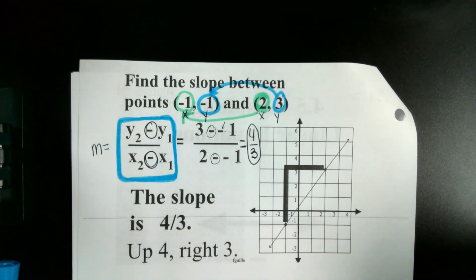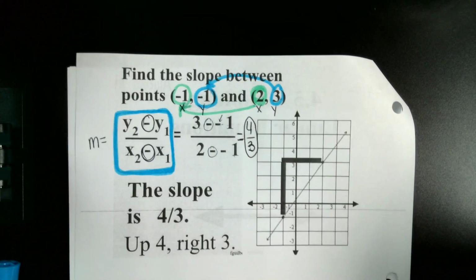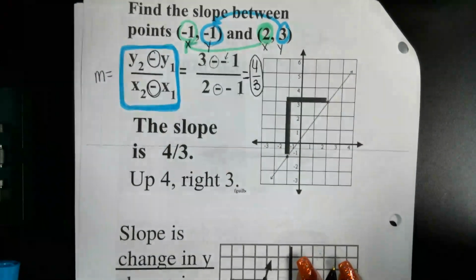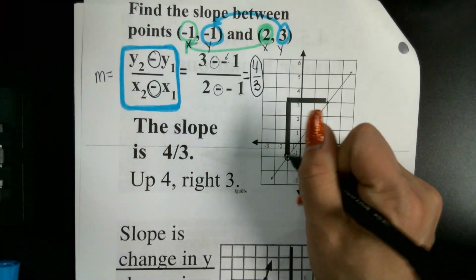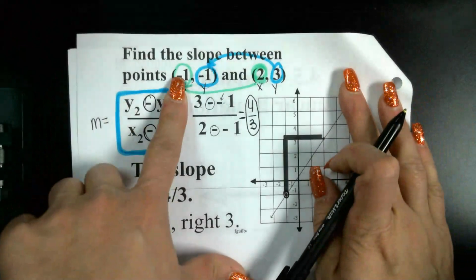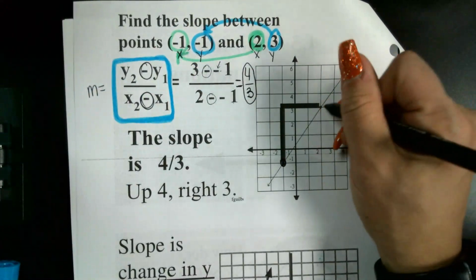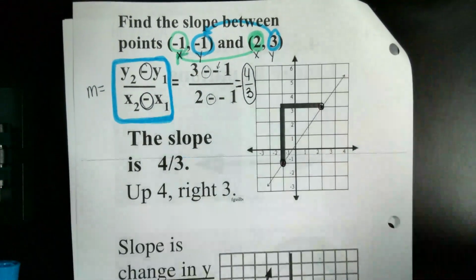So you get 4/3. Okay, so the slope is 4/3. And what that means is, if you were to start at this point, which was the -1, hang on, -1 comma -1, that's what this ordered pair is. And then here's the other ordered pair, the 2, 3.